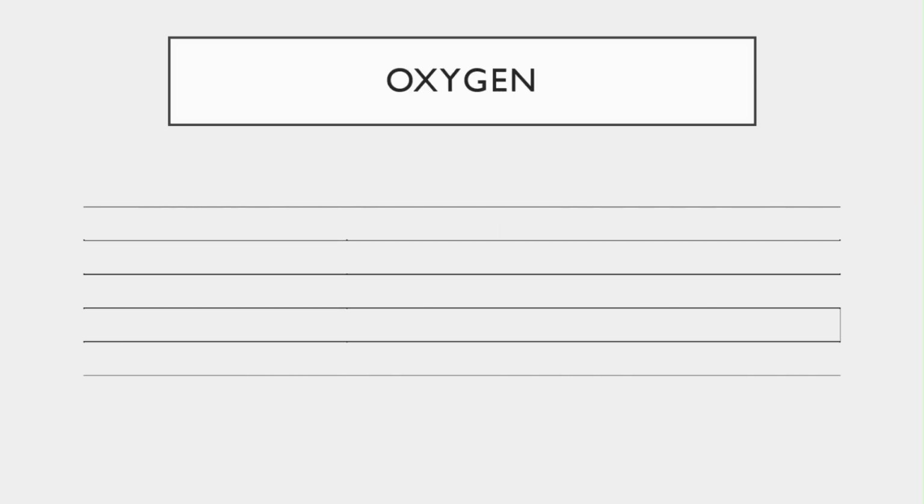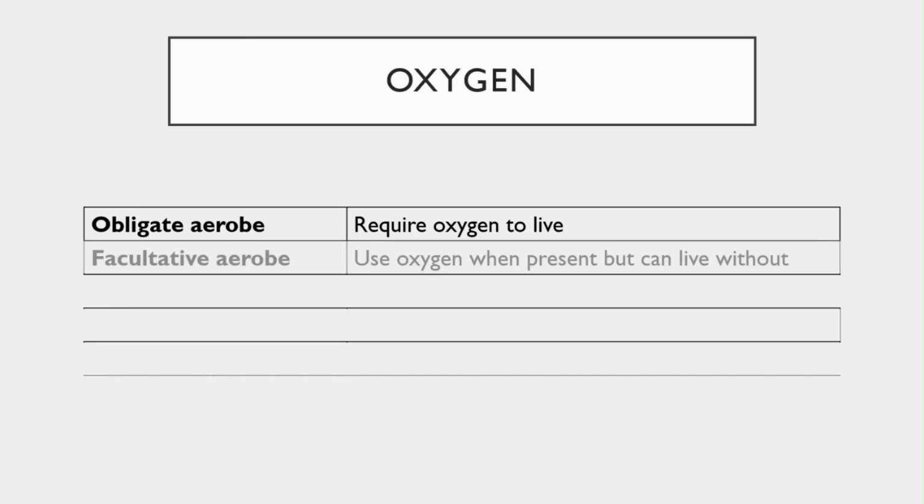Let's now discuss oxygen requirements and the different categories of microbes that fall underneath their oxygen requirements. The first is obligate aerobe, and they require oxygen to live. So, can anyone think of an obvious example of an obligate aerobe? I think one that comes to mind is humans. Humans absolutely require oxygen to live.